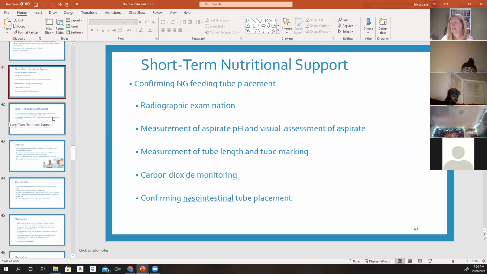Once we say it's placed and it's confirmed via an x-ray, we don't ever do another x-ray unless for some reason we think that the tube has moved.